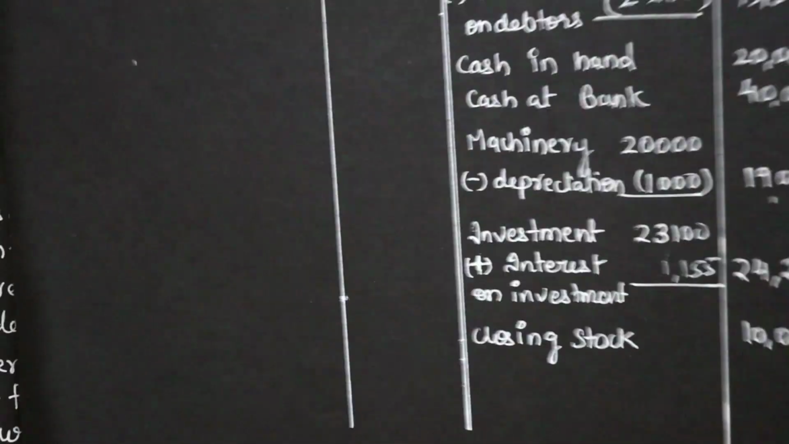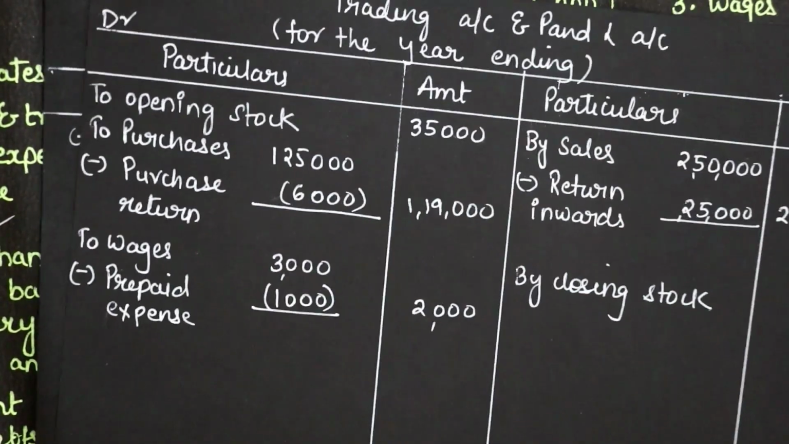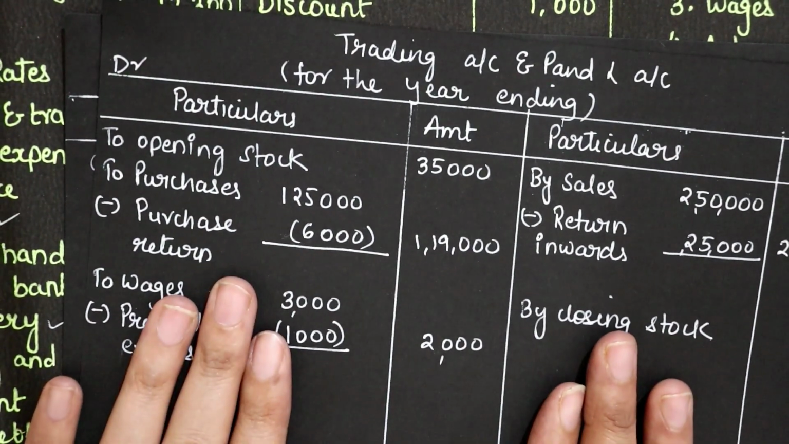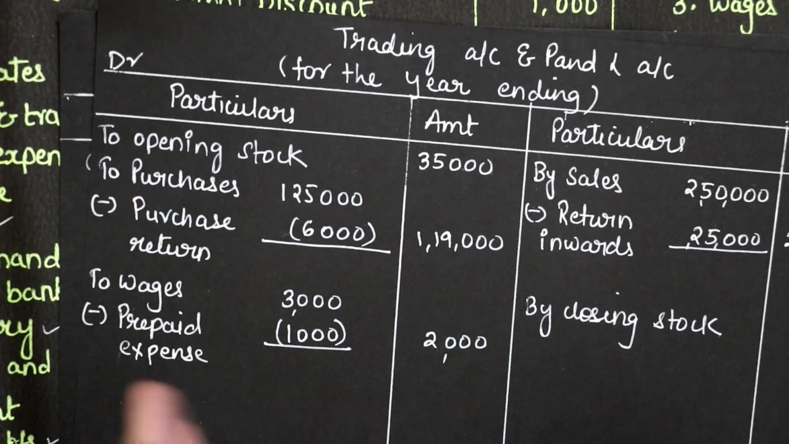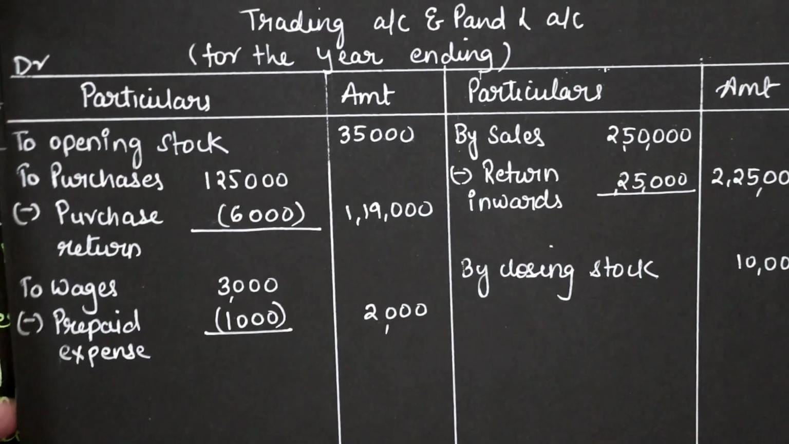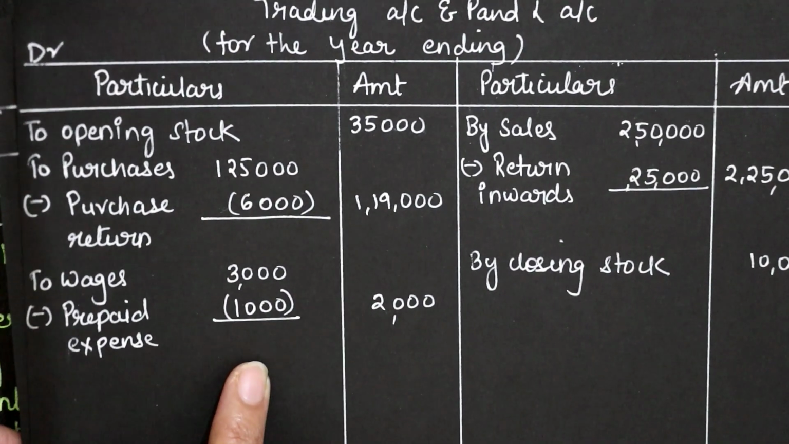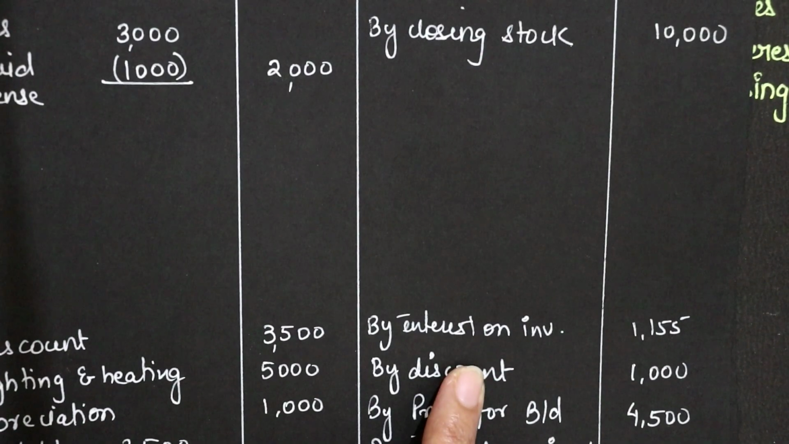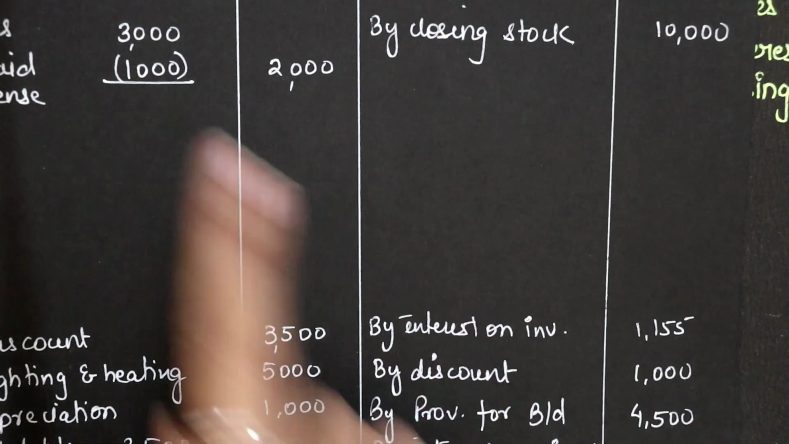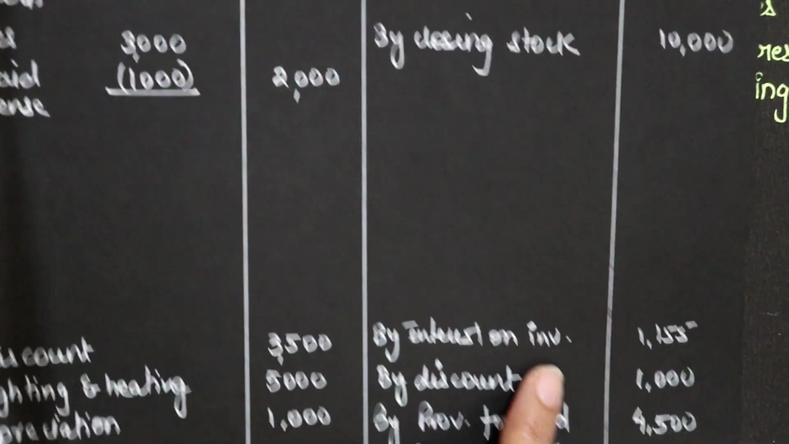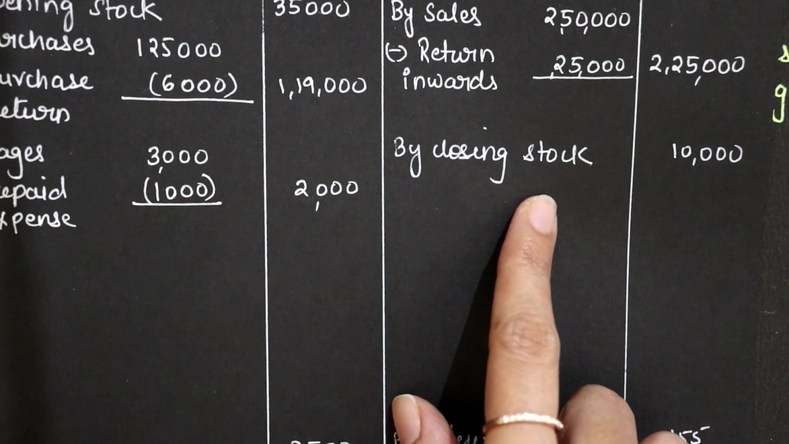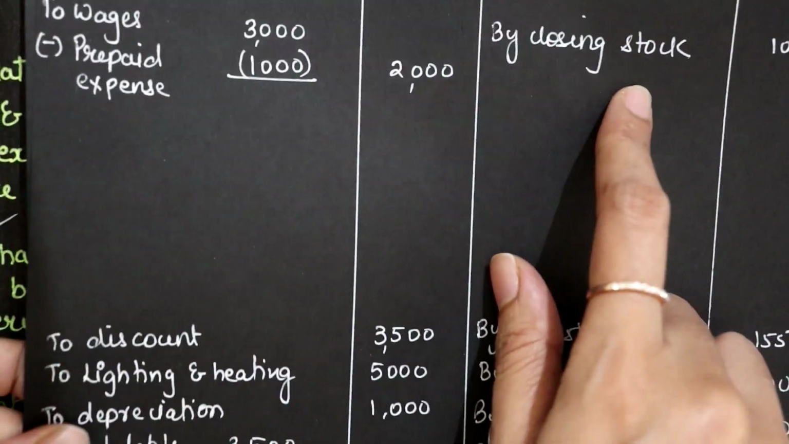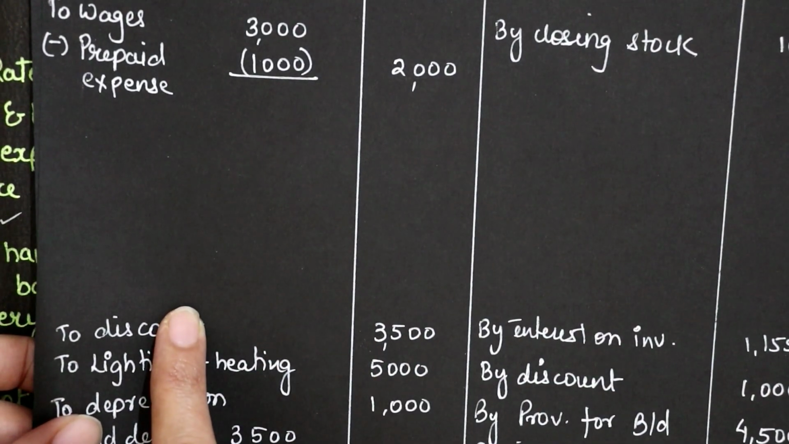Now the last step remains balancing of the amounts. The balancing should always start with balancing of trading account first. Find out the gross profit from trading account. Then transfer that gross profit to the profit and loss account credit side in this way. If you get gross loss, you will write it here, and that gross loss will be transferred to the debit side of profit and loss account.